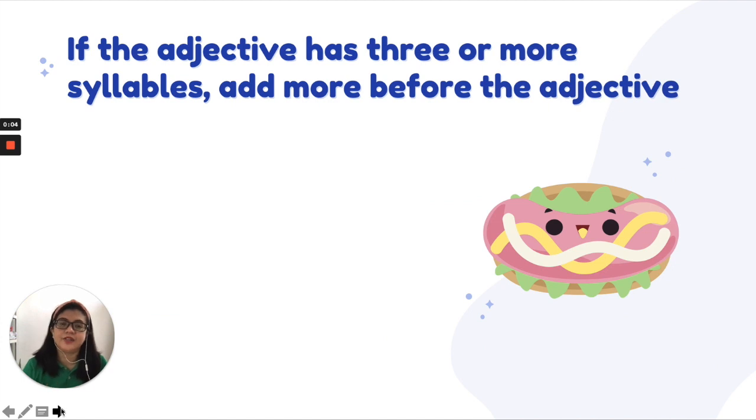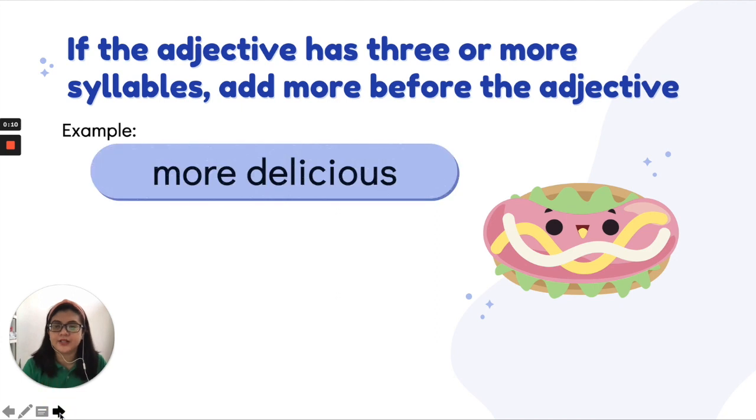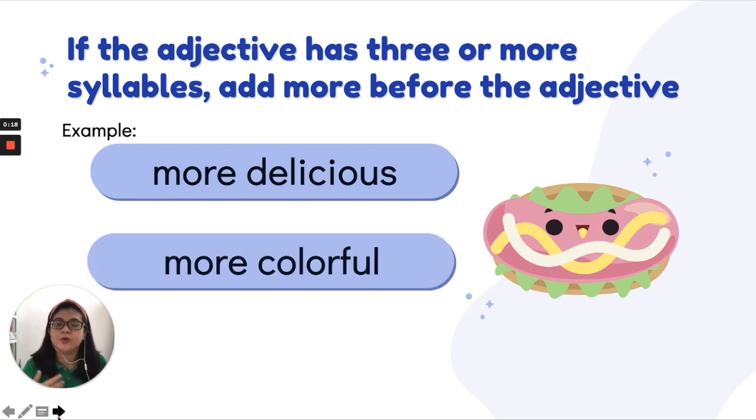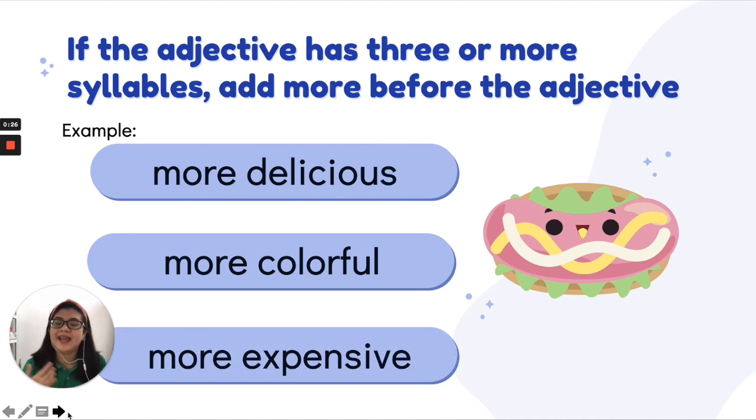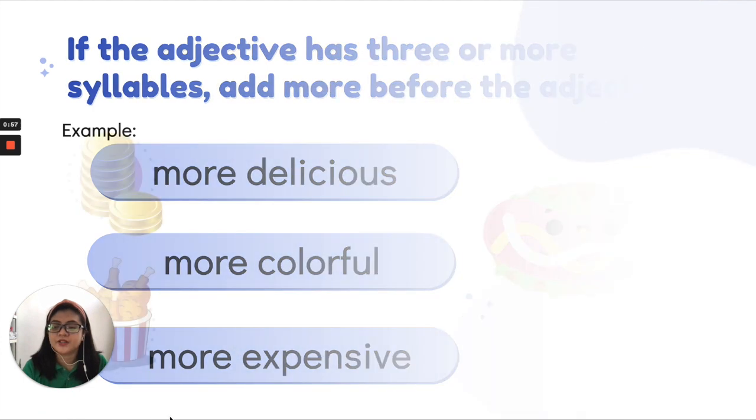Now, if the adjective has three or more syllables, we have to add the word more before the adjective. For example, the word delicious. It has three syllables, so you can add more. The word colorful, three syllables, so you can use more for that word. Expensive, three syllables also, so you can use more. Adjectives with three or more syllables use the word more when they are used in comparing objects.